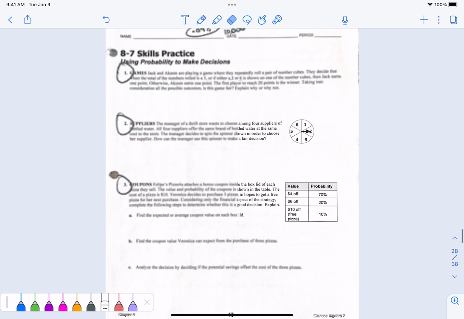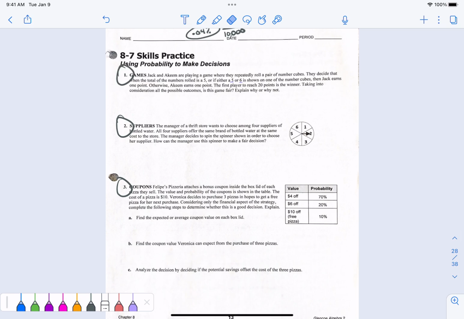Now, most of these are just asking, is it fair, is it not fair, tell me why, or how would you make it fair? They are story problems, but they shouldn't be too bad. Do you guys have any questions before I stop? Okay.